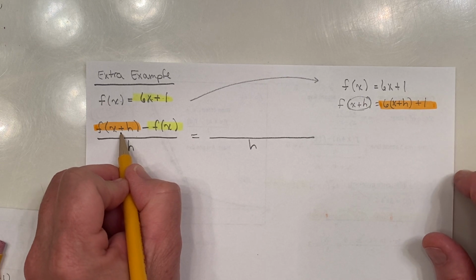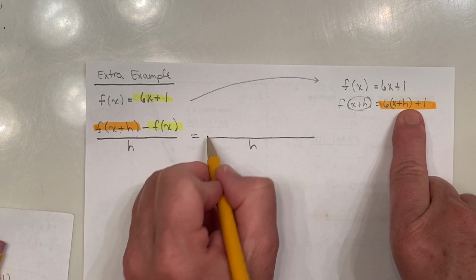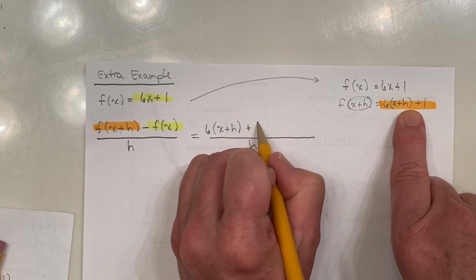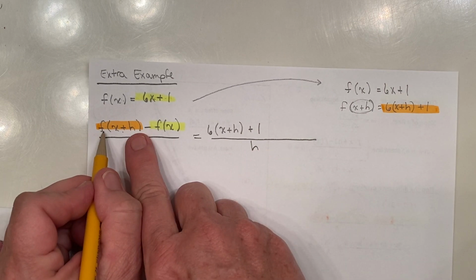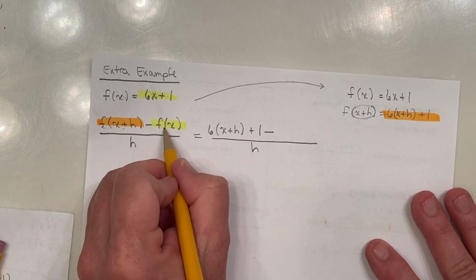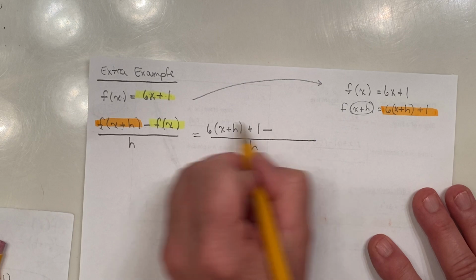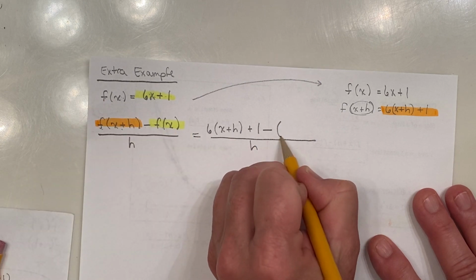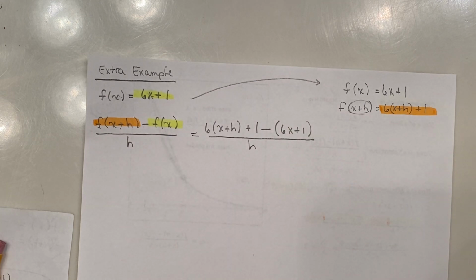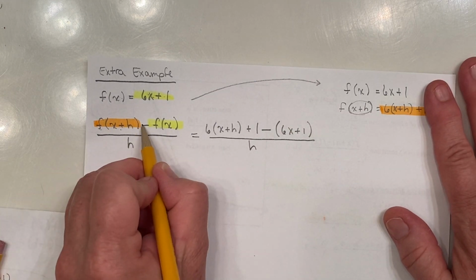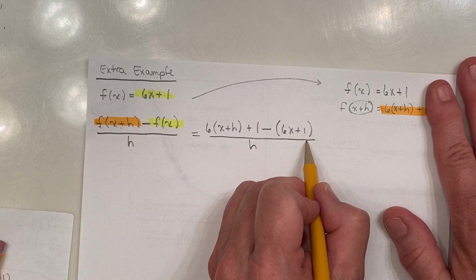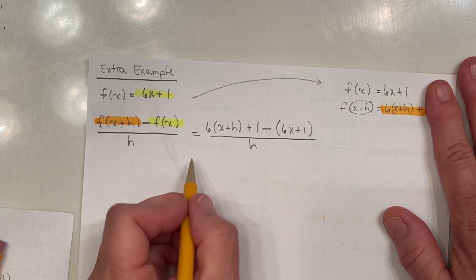What do I put in for f evaluated at x plus h? Well, I put in 6 times quantity x plus h plus 1. All I've entered is this quantity right here. Now minus, and now I have to enter 6x plus 1 because that's what f of x is equal to. But be careful, it needs to be in parentheses because you're going to have to distribute that negative through. I would always caution you that after the subtraction sign, whatever your f of x function is, put it in parentheses. Now I'm going to work down.